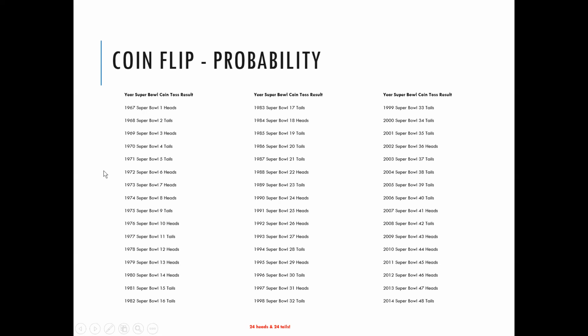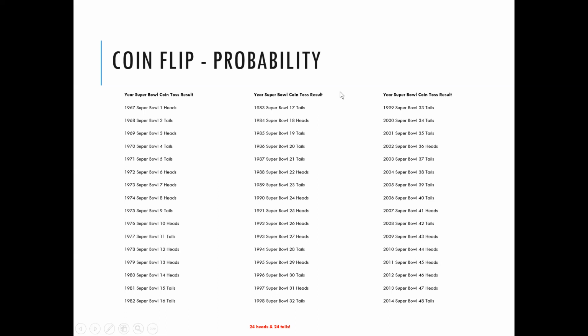So let's just look at this first column here. And these are the results of the coin toss for the Super Bowl in 1967 all the way through 1982. So let's count the number of heads. So we had 1, 2, 3, 4, 5, 6, 7, 8, 9. 9 times we observed heads. Okay, and then the number of tails, 1, 2, 3, 4, 5, 6, 7. So within these Super Bowl years, we had 9 heads and 7 tails, right? Pretty close to 0.5, but not quite.